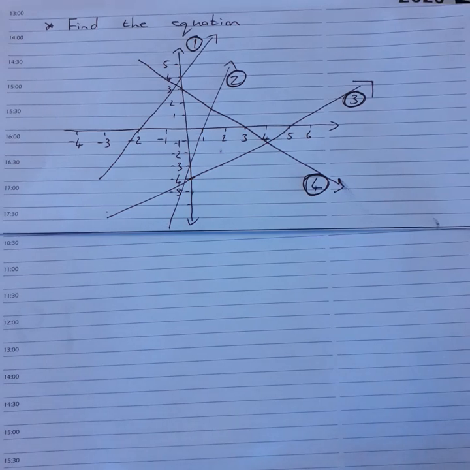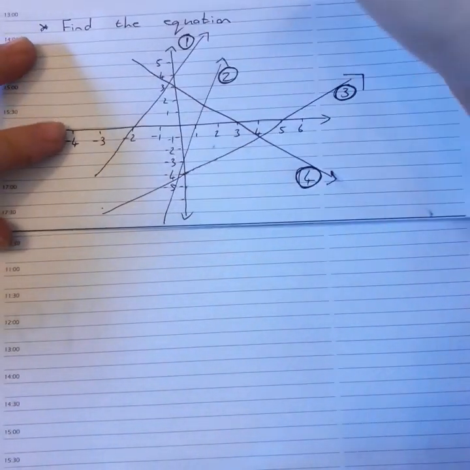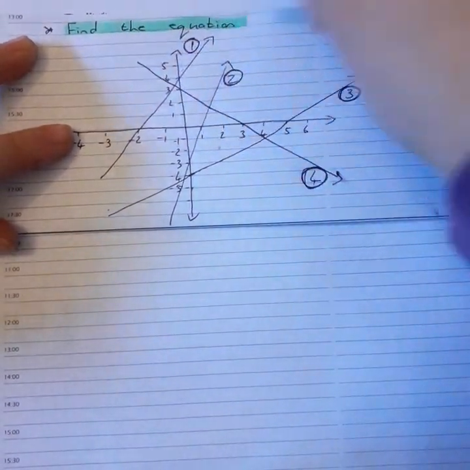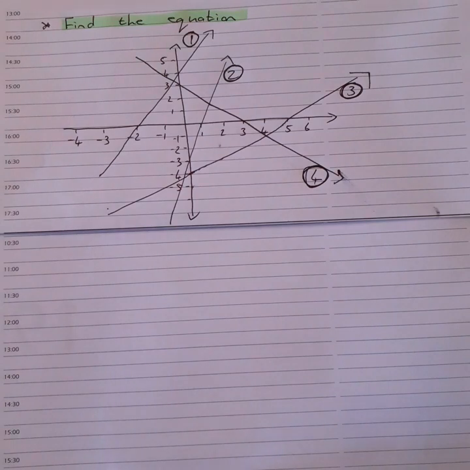Let's have a look at how to find the equation of a graph. So ons wil die vergelyking van 'n grafiek kry. So die vergelyking van 'n grafiek, look at all these ones we had.